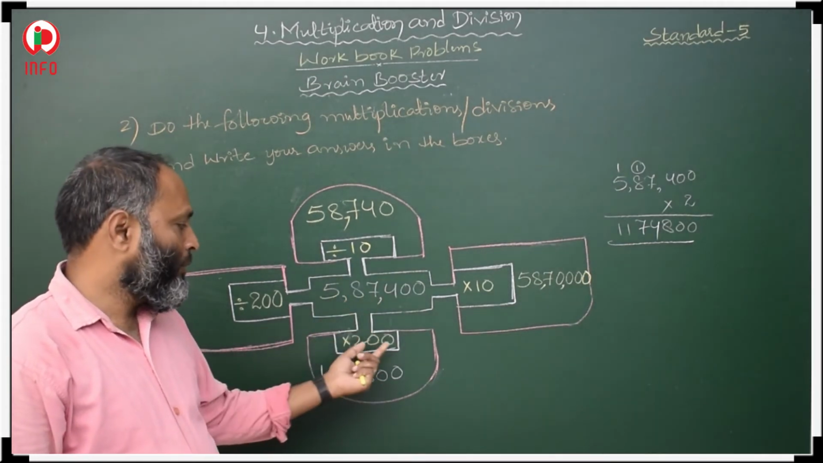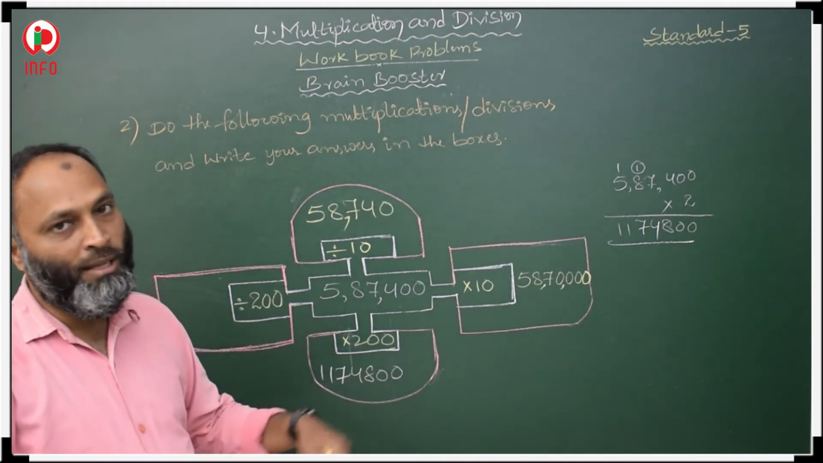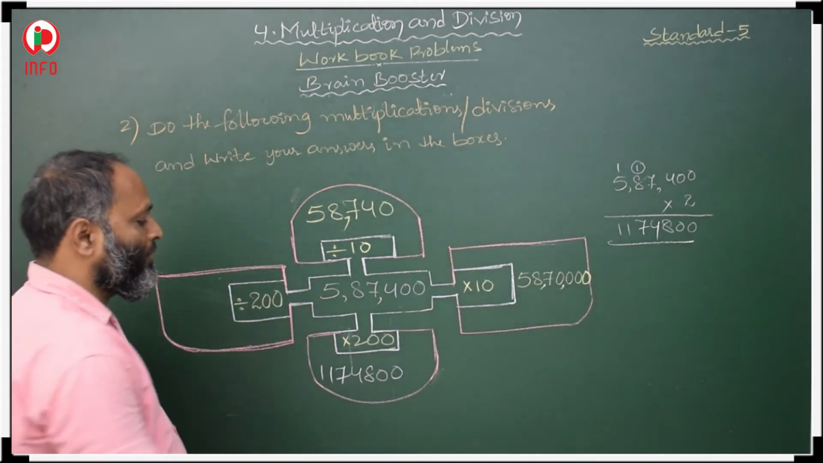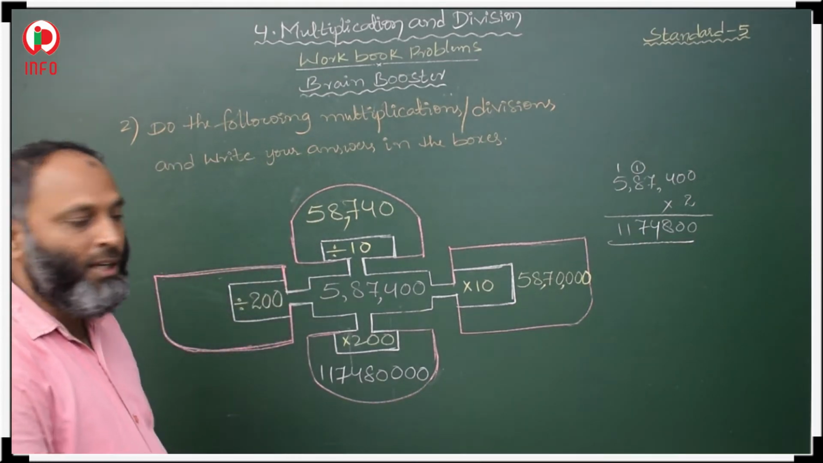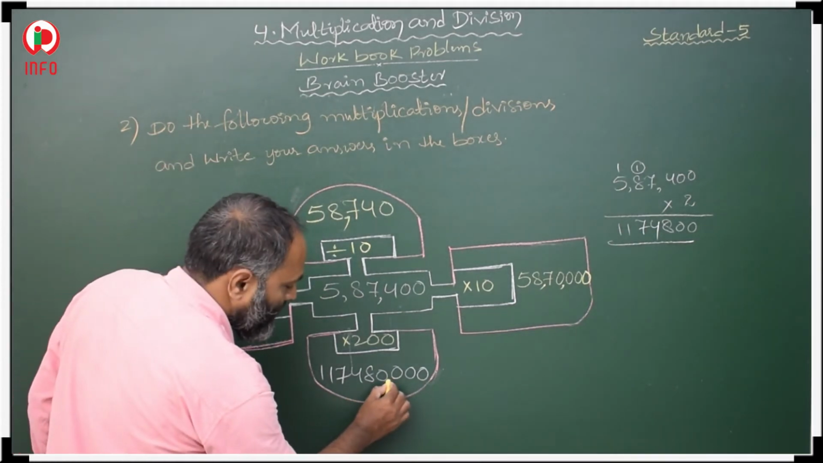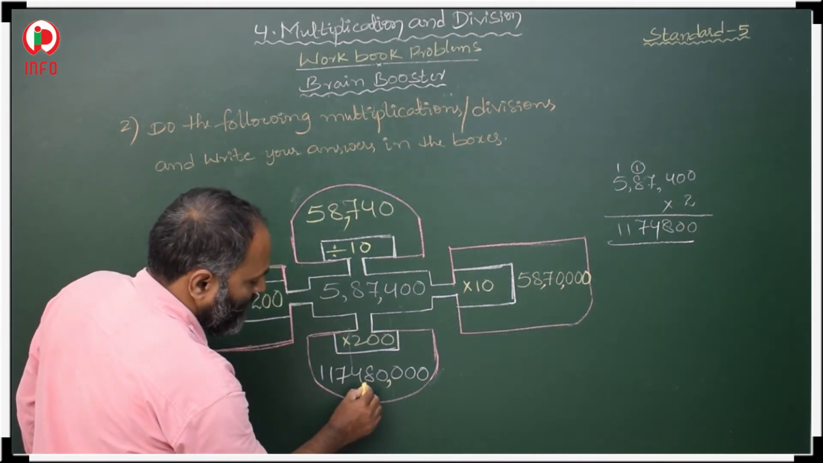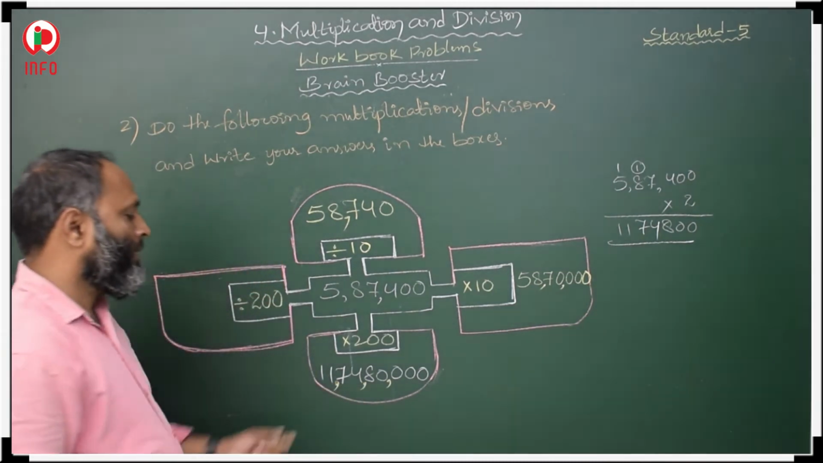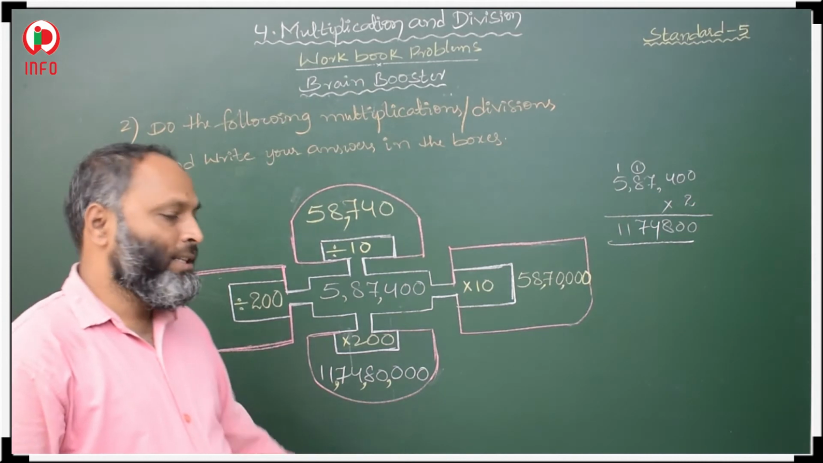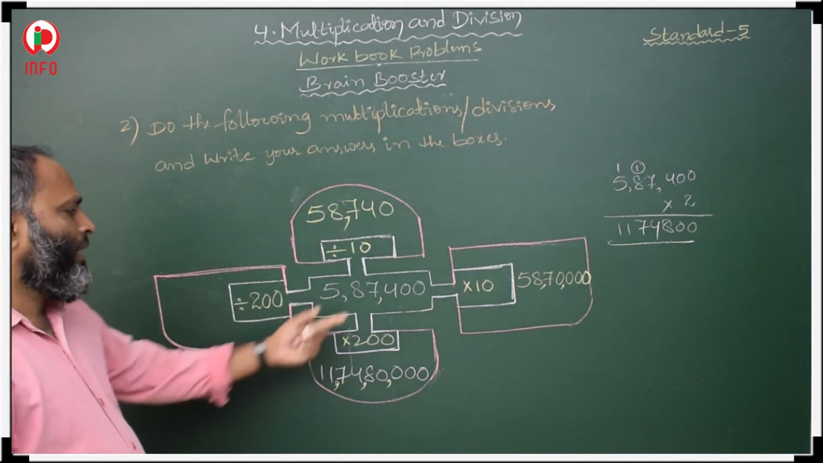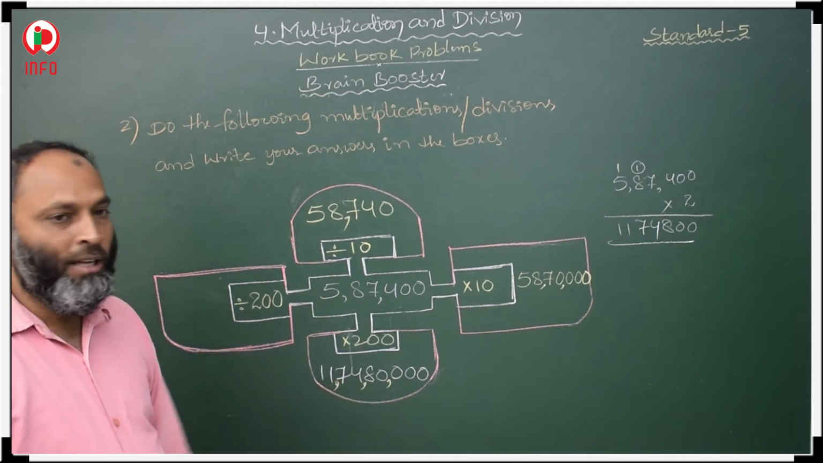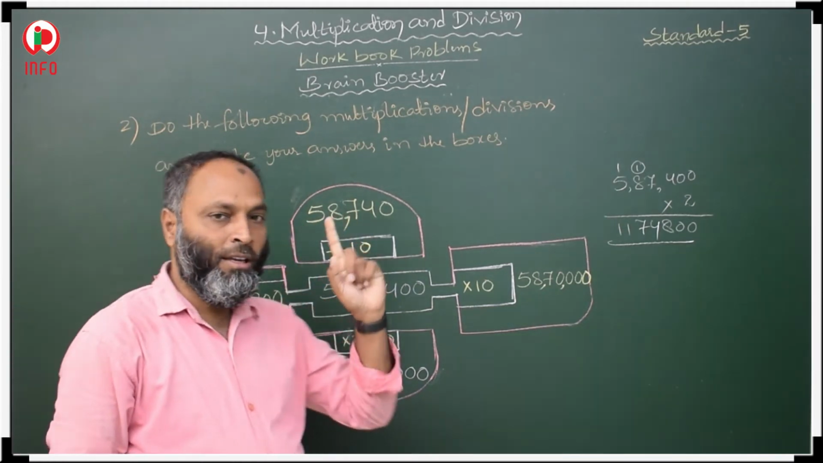When we multiply this number with 2, this is our answer. Then after that, 2 more zeros are there. When we multiply, the value will increase, so we keep 2 more zeros here. So this is our answer, that is 11 crore 74 lakhs 80,000. This is your answer. When you multiply, the value will increase.